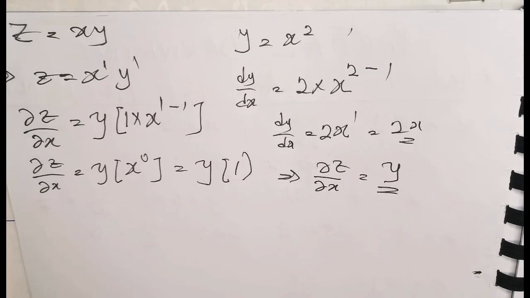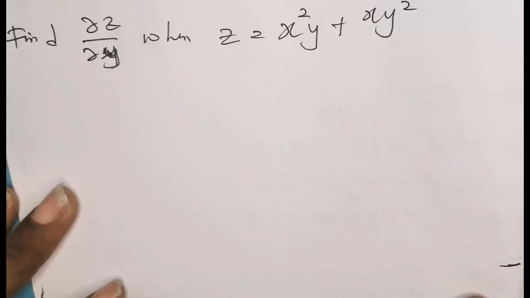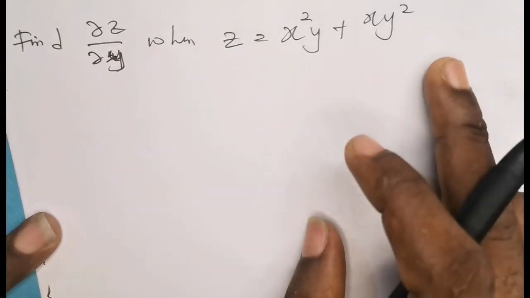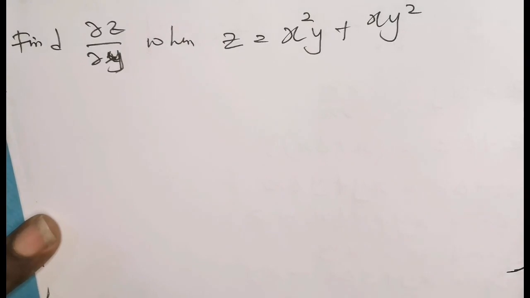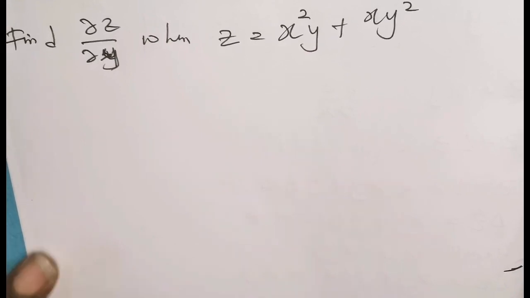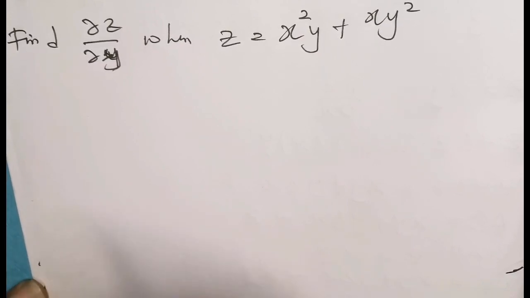Alright, so let's consider another question to explain the first principle method of partial derivatives. Let's say we are asked to find partial z partial y given this function z equals x squared y plus x y squared. Now we have to do this as well from first principle. The first thing you observe is that in this case, z is changing with respect to y, which means I'm going to be holding x as a constant. So let's do this and see.